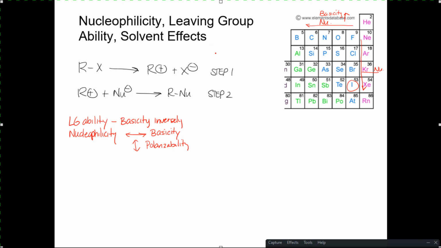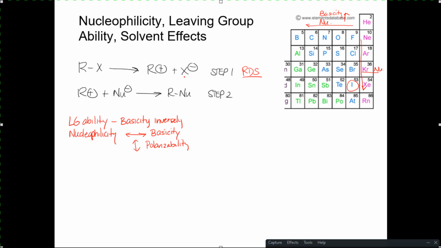So when we're looking at an SN1 reaction, we're looking at the reaction of these two steps. Remember that step one was the rate determining step, and that was the slow step in the reaction. So that's the step we're most interested in affecting, either through the nucleophile, through the leaving group, or through the solvent. And so let's talk about leaving groupability first, simply because we didn't talk about how it affected an SN2 reaction.